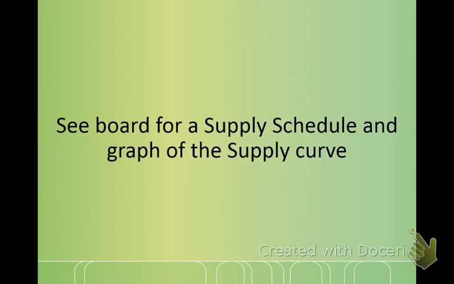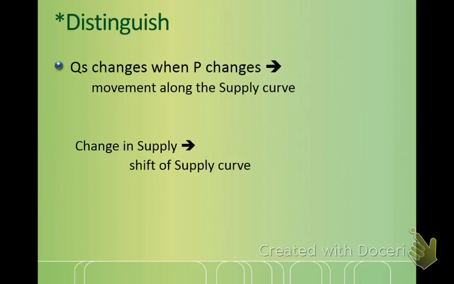Okay, so distinguish: quantity supplied changes when price changes. That's movement along the supply curve. A change in supply is a shift of the supply curve.